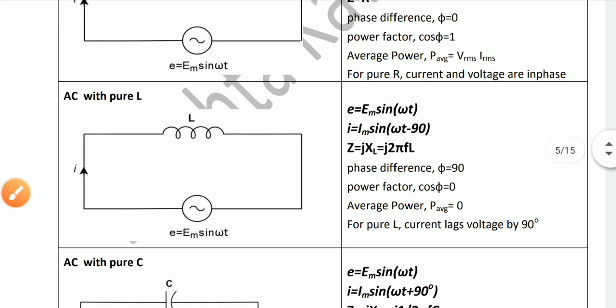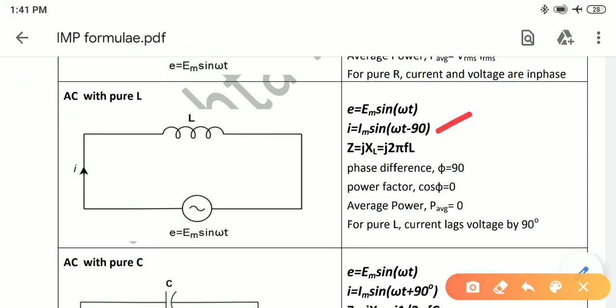Next, for pure inductive circuit, if you apply E is equal to Em sin omega t, the output current is I is equal to Im sin (omega t minus 90). That means if you take the E as a voltage reference, if the voltage wave starts at omega t equal to 0, the current wave starts 90 degrees after the voltage wave has started. That means the current lags the voltage by 90 degrees.